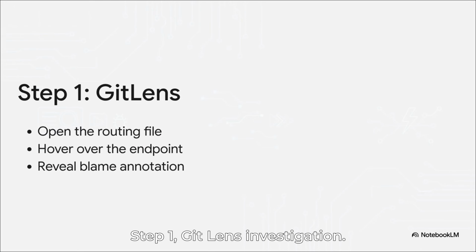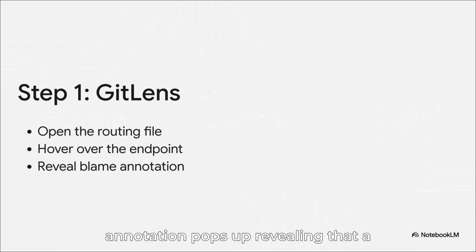Step 1. GitLens investigation. We start by opening up the server's routing file. Thanks to GitLens, the very second we hover over the broken endpoint, an inline blame annotation pops up, revealing that a colleague actually added a new environment variable requirement just yesterday. Bam, that is our first major clue.